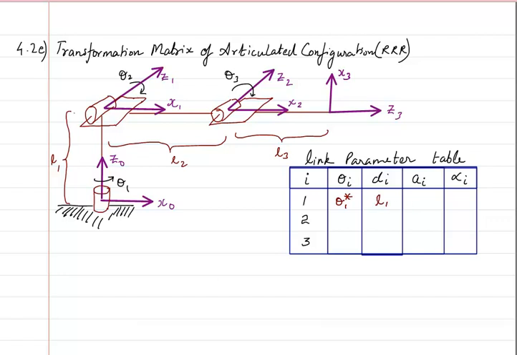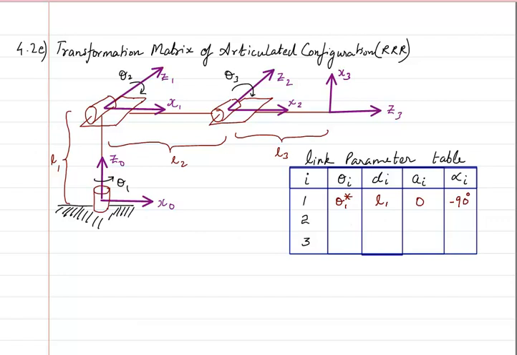Similarly, once I reach there, how much do I have to go so that x0 and x1 overlap? They are already going to be overlapped, so this is going to be 0. Next, to make x0 in the direction of z, I will have to go clockwise, so it is going to be minus 90 degrees.